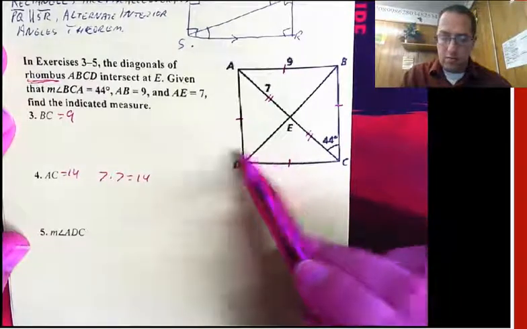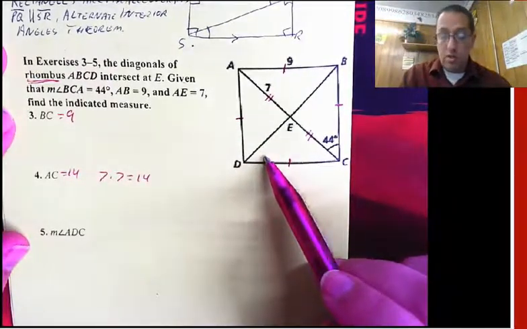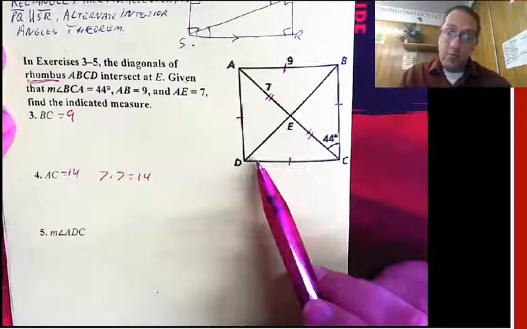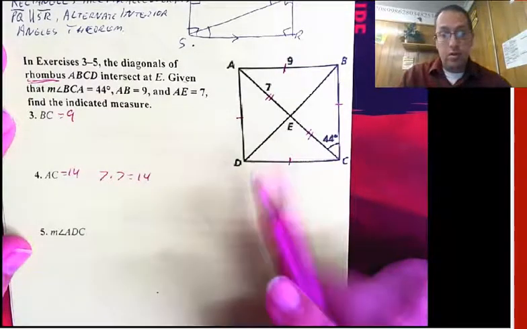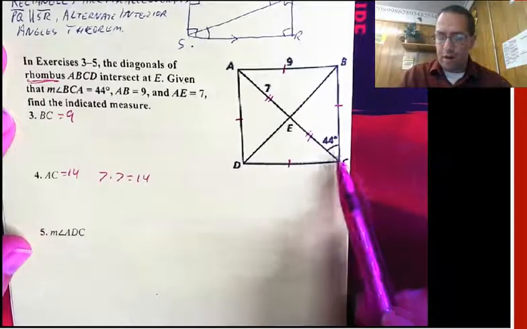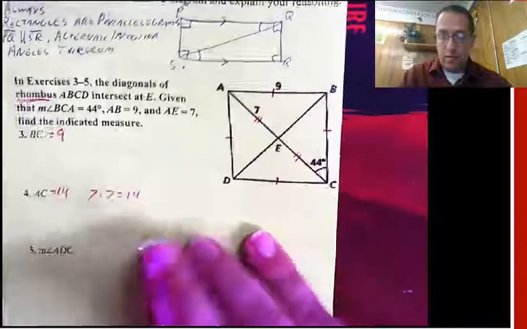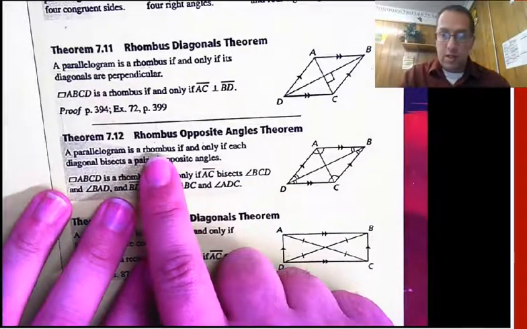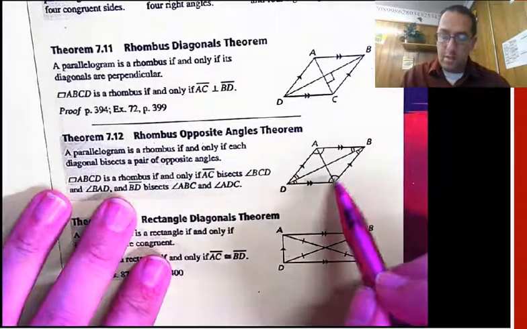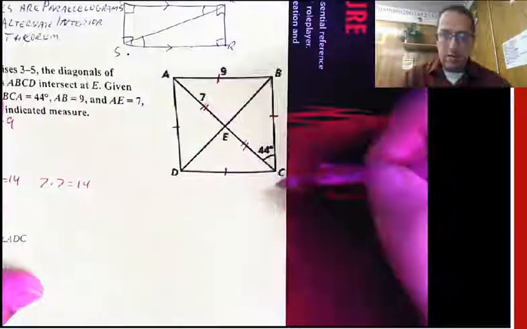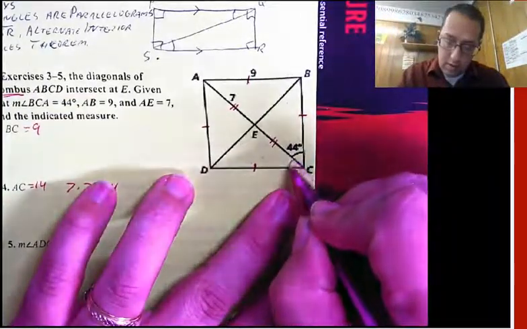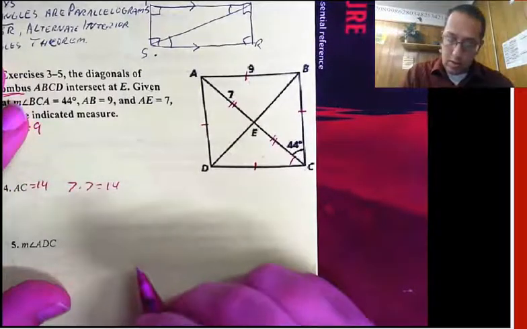ADC. So that's this angle right here. Well, it's a parallelogram, so it's congruent to the opposite angle, which I don't know. It's also still a parallelogram, so it's supplementary to the consecutive angle, which is this one, which I know part of. I don't know the whole thing. However, over here we have the rhombus opposite angles theorem, which says that the diagonals of a rhombus bisect the angles. Which means this diagonal AC is bisecting angle DCB. So these two angles are congruent to each other.